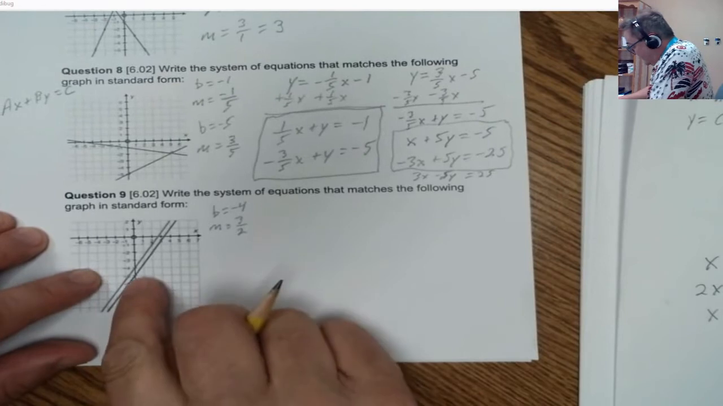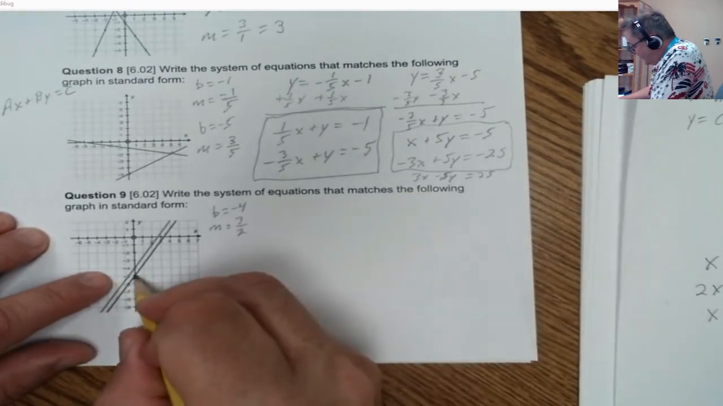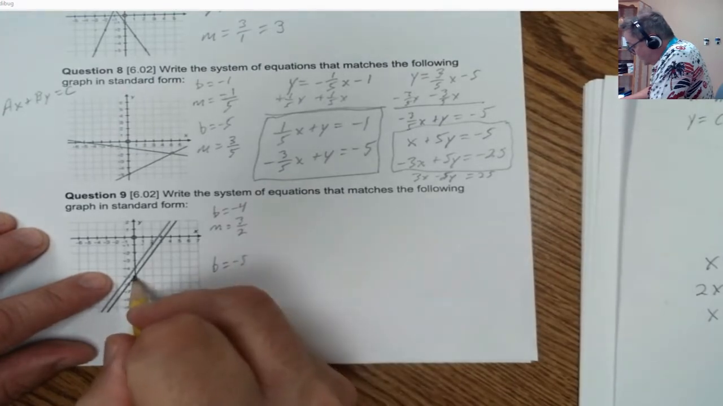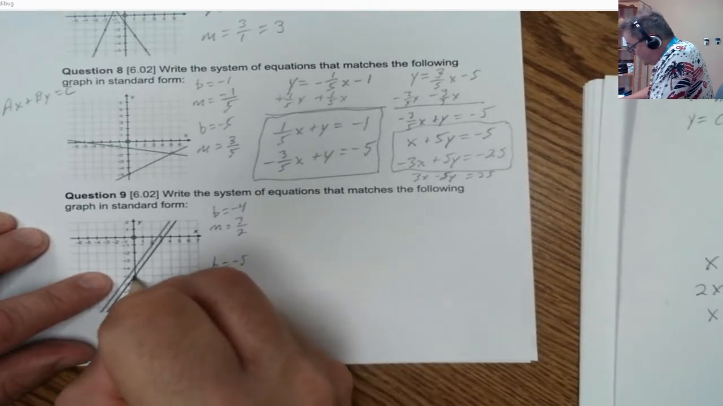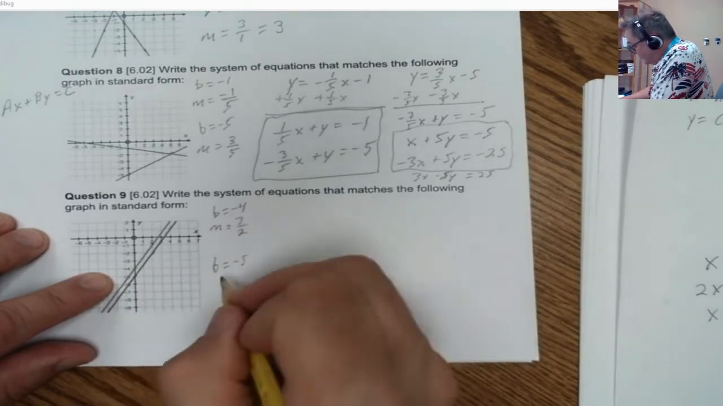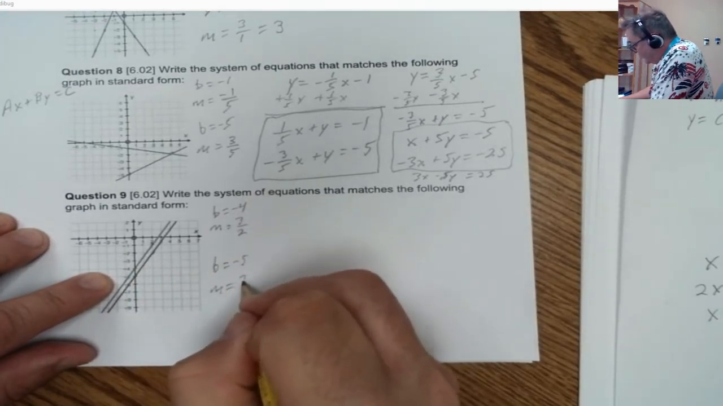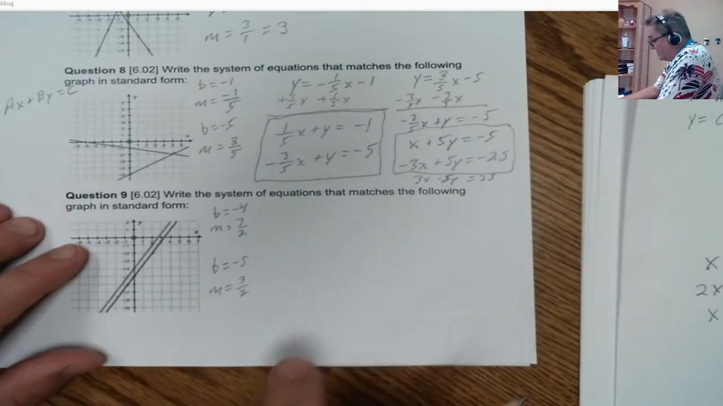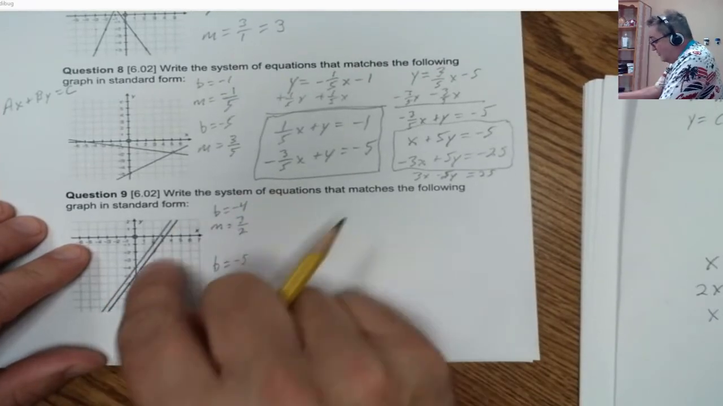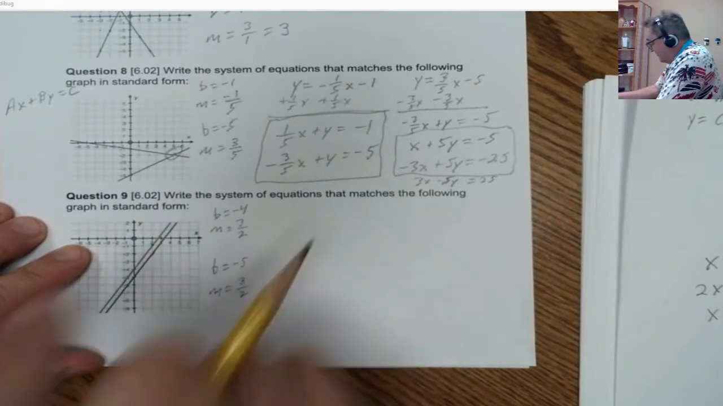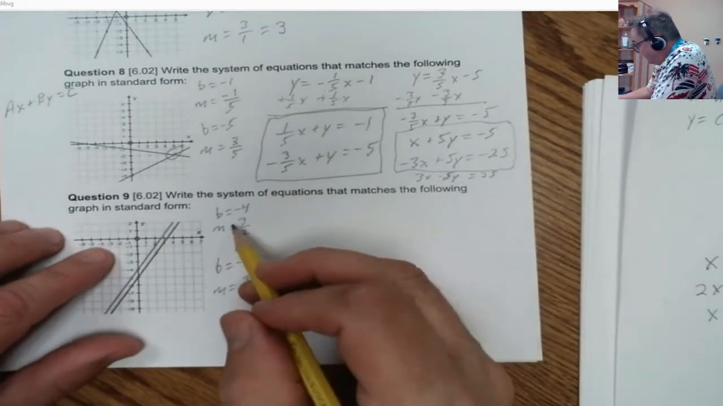The second line has -5 as a y-intercept, and the slope on that goes 1, 2, 3, 1, 2. It goes to that point next. So it also has a slope of 3/2, which means it has the same slope. They're parallel. When we solve the system of equations, this is going to be no solution because there's no point where those are the same. These are not the same anywhere. But we can set it up in standard form.